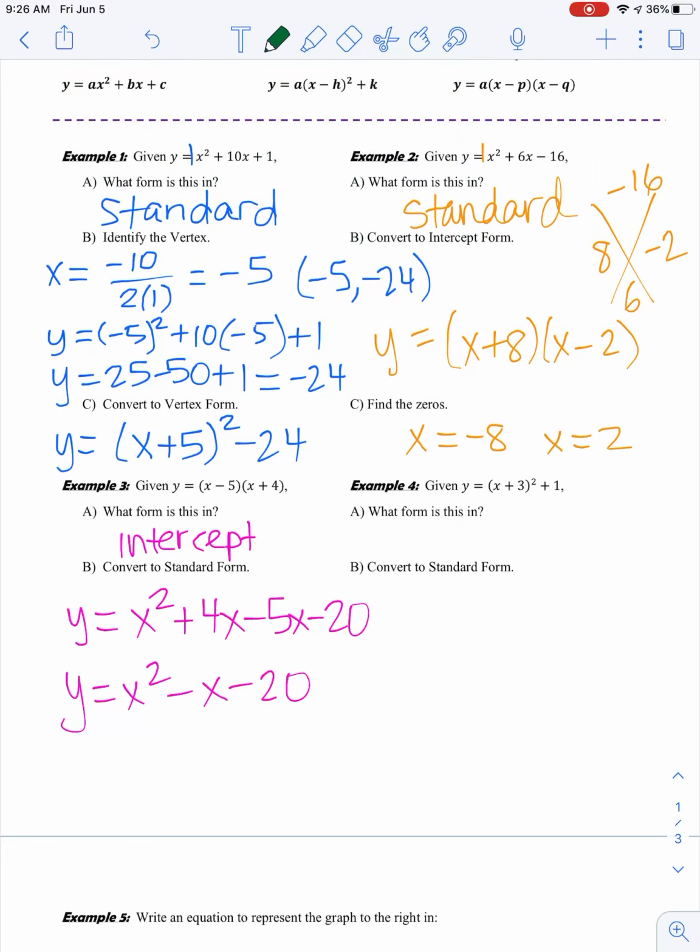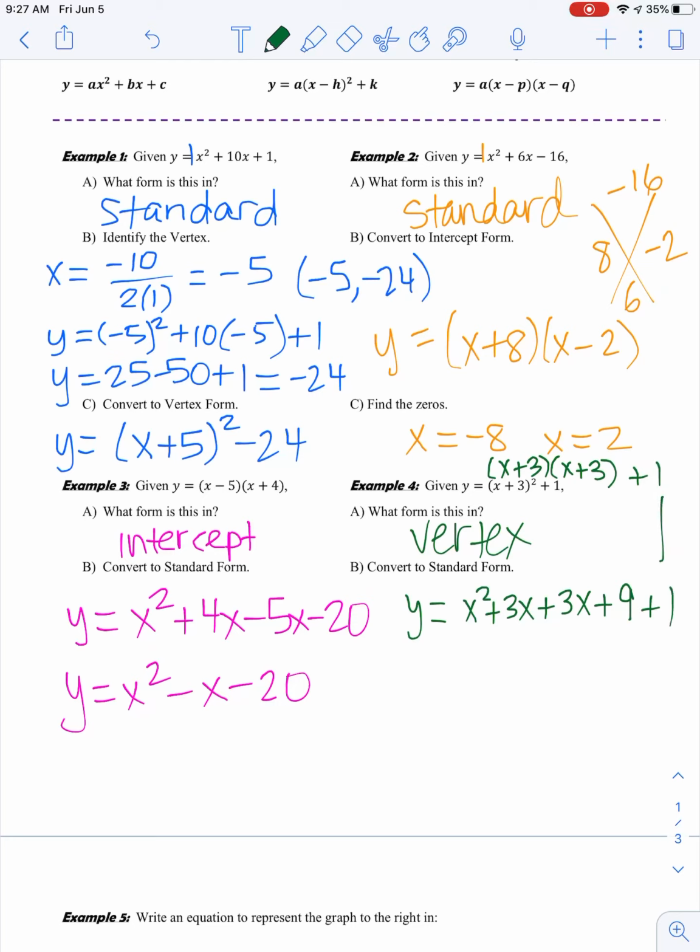All right, example 4 is starting in vertex form. We have a vertex of negative 3, 1. We want to convert to standard form, just like we did in part B. So same thing, we're going to multiply x plus 3 times x plus 3. So that would be x squared plus 3x plus 3x plus 9. If it helps you to write it out twice, feel free. X plus 3 times x plus 3. And then don't forget the plus 1 at the end. That's a big mistake. Combining like terms, we have x squared plus 3x plus 3x is 6x. Plus 9 plus 1 is 10. So that is example 4.